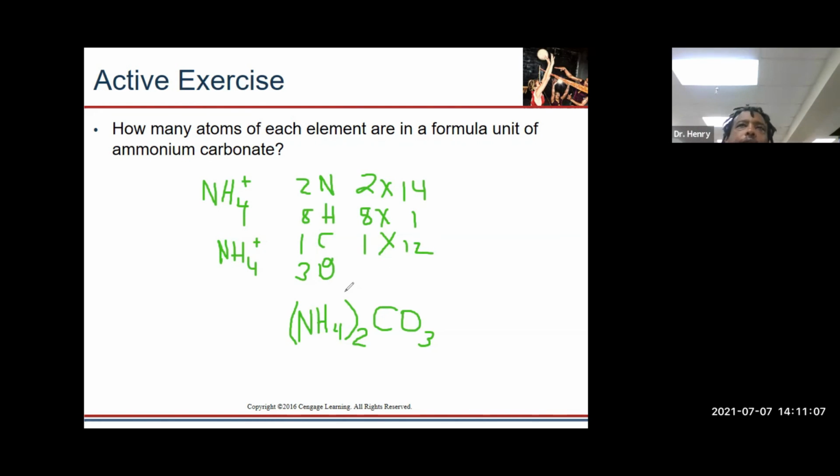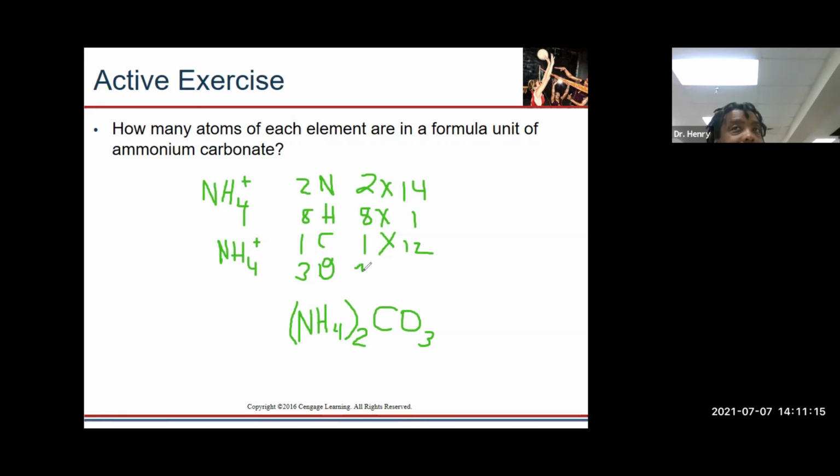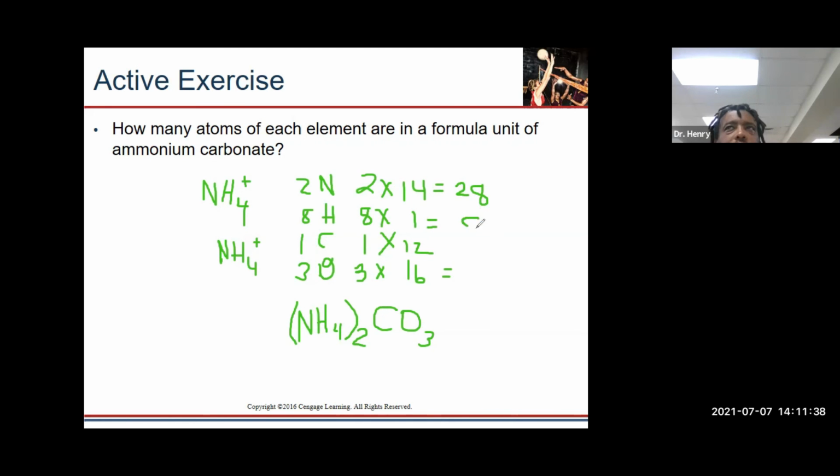Okay, how many oxygens do we have? 3, and it weighs 16. So 2 times 14 is 28. 8 times 1. 12 times 1. And 3 times 16.